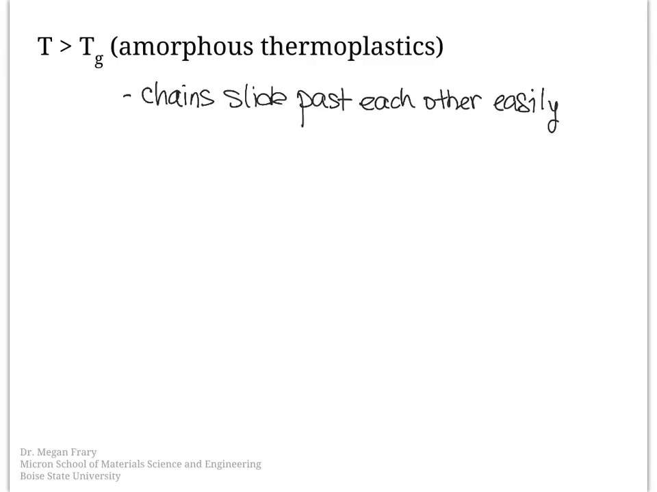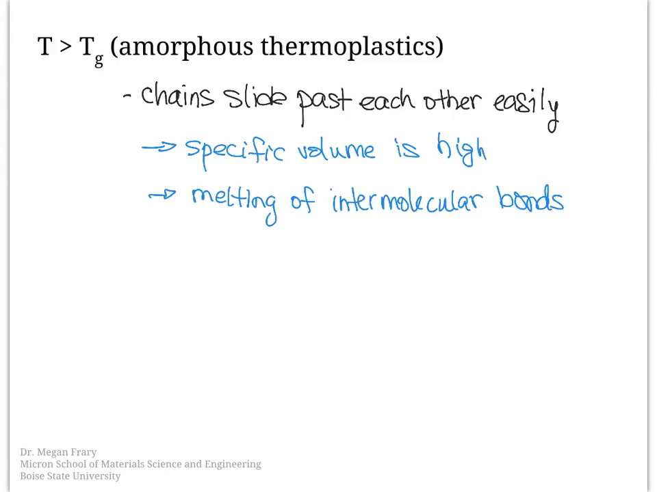This is due in part to the fact that the specific volume is high, and also that there is melting of the intermolecular bonds. In this case, these amorphous thermoplastics behave similarly to highly viscous liquids, and therefore they essentially have no strength at this point.